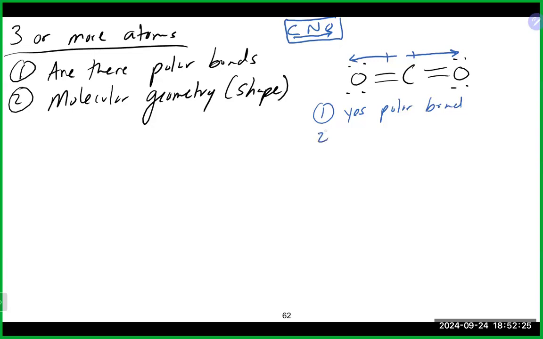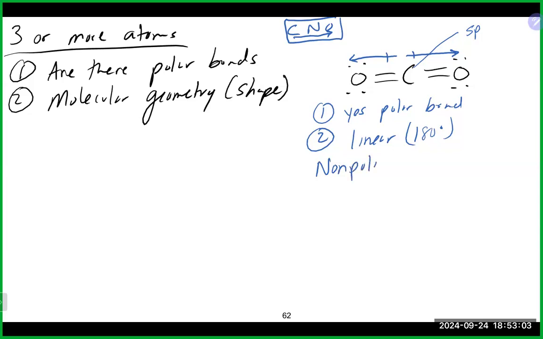The geometry of this guy is what? The molecular geometry is? How many electron pairs does carbon have? 2. And how many bonds? 2, which means it is linear, right? 180 degrees. By the way, the hybridization of carbon there is sp, yeah? Two electron pairs, 2 letters, S and P, yeah?